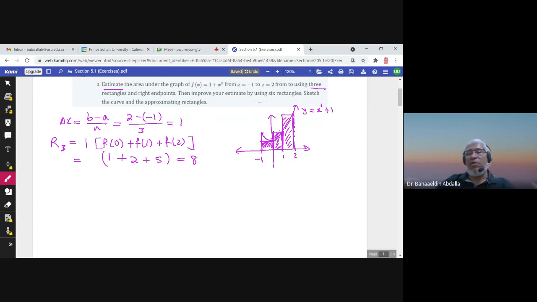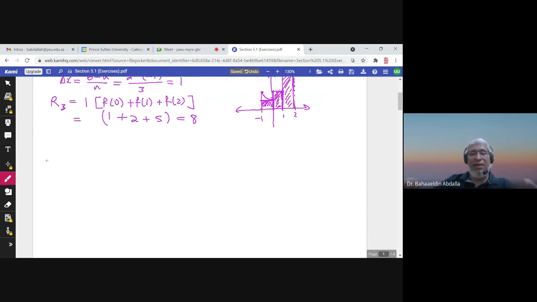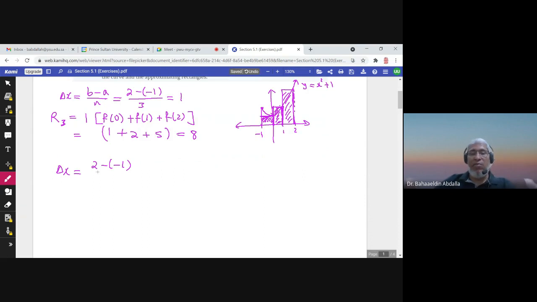Improve your estimate by using six rectangles. Well, if we use six rectangles, then delta x would be b minus a, 2 minus negative 1, but this time over 6. So it's 3 over 6, which is half. If we need to graph, this is 0, 1. Let us say this is negative 1 and 2. This is 1 and 2. And here we have 2 and 5.